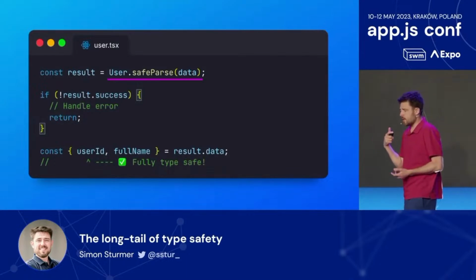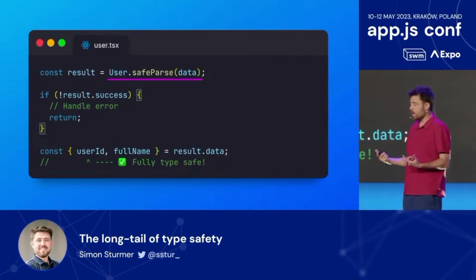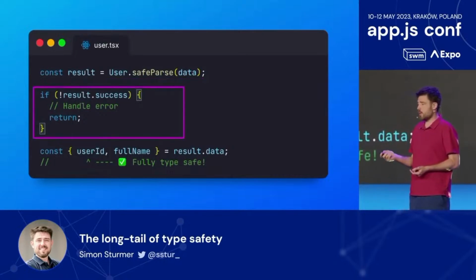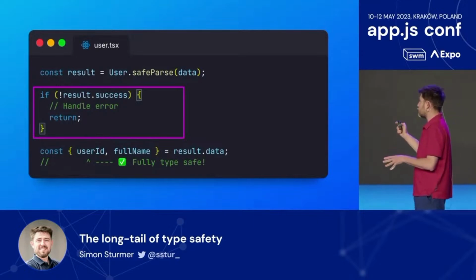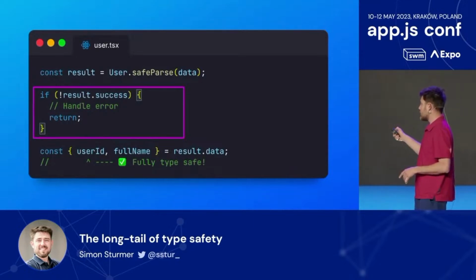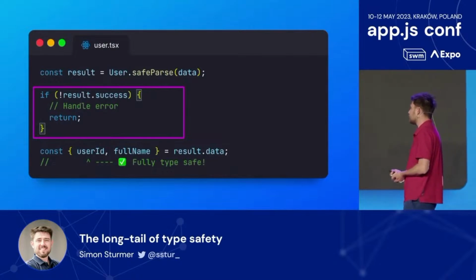And what's cool about this is that because it's TypeScript aware, it'll force us here to handle the unhappy path, right? Like we must handle the result.success or else TypeScript will complain, which is really nice. And once we've handled that case, then we can be certain that it has validated and it's fully type safe.